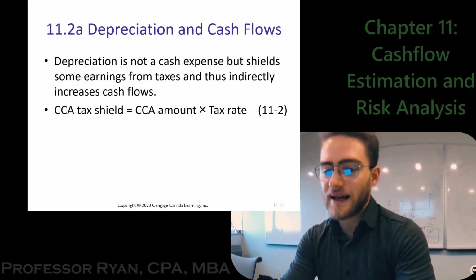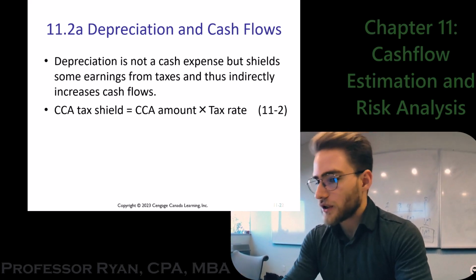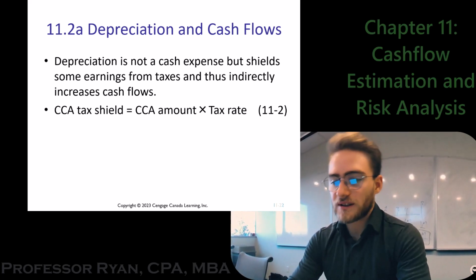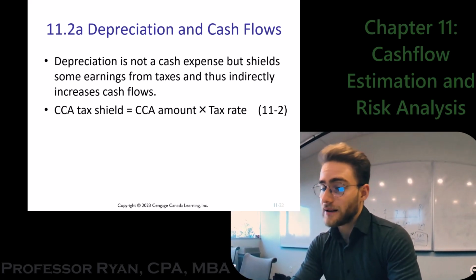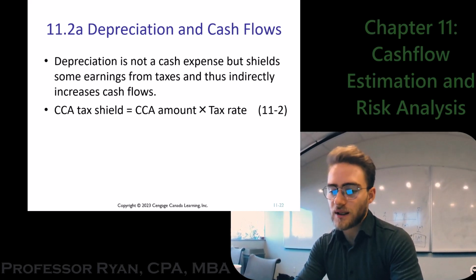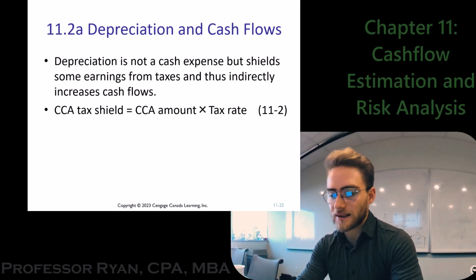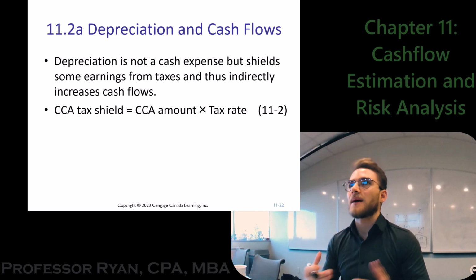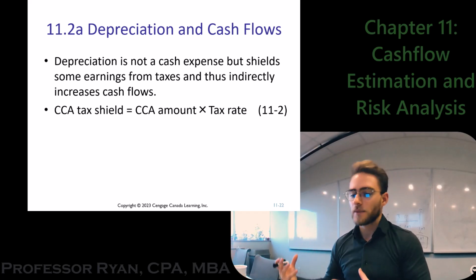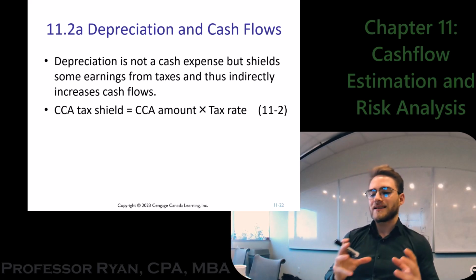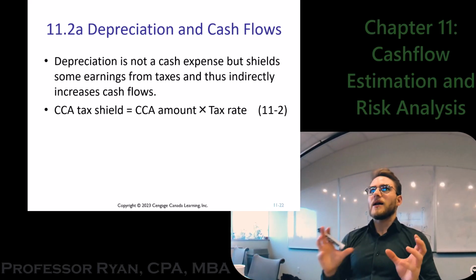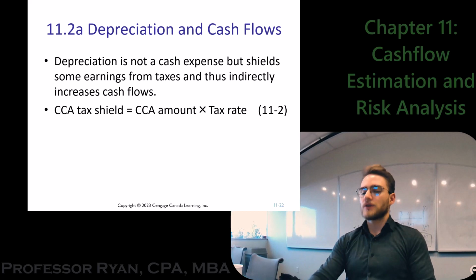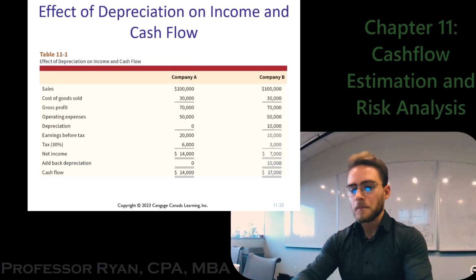So depreciation and cash flows. Depreciation is not a cash expense, but shields some earnings from taxes, thus indirectly increases cash flows, right? And I believe it's on the next slide. So when we calculate our CCA tax shield, this is just double declining balance depreciation, but for tax purposes, we just ask what is our CCA amount, right? And we just multiply it by our tax rate. So I'll show you here.